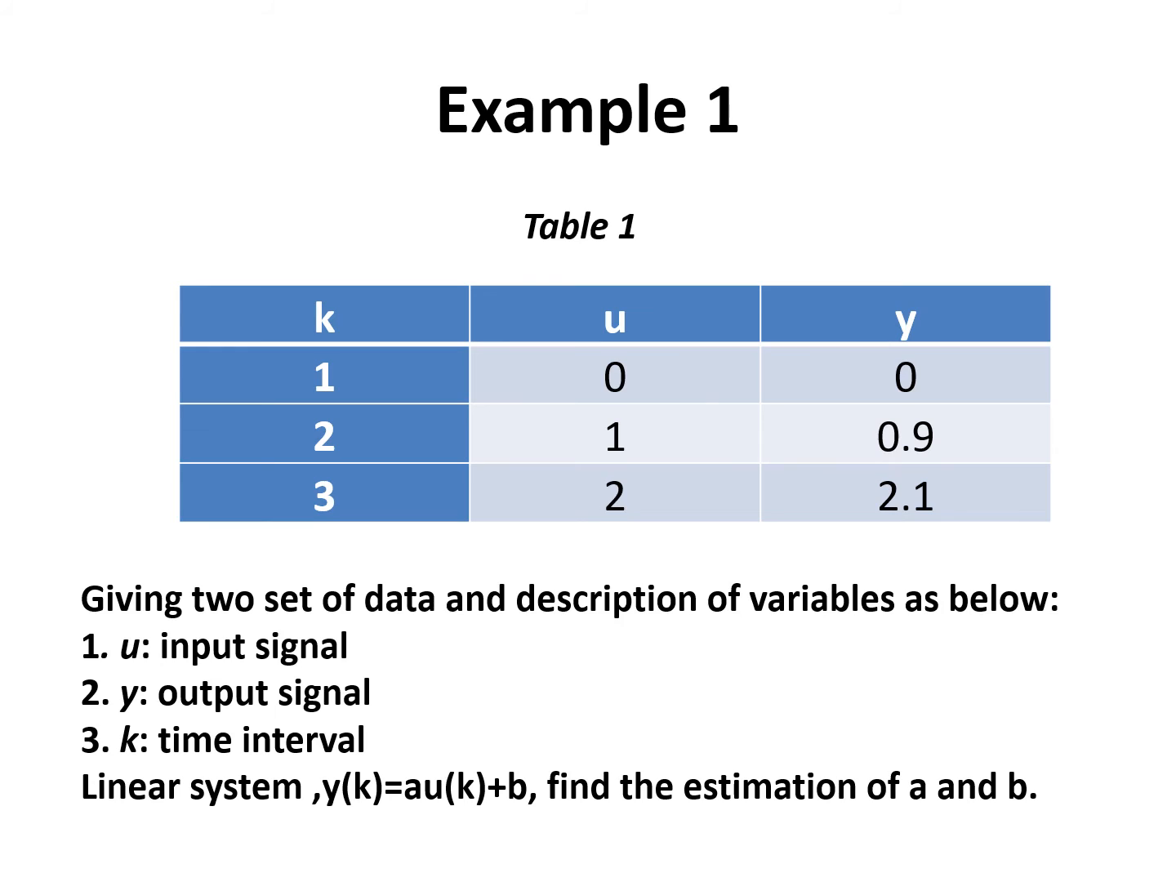This is the example for batch or offline least square. I will give a PDF file. Please go through, and if you have any question, feel free to ask in the Telegram group.